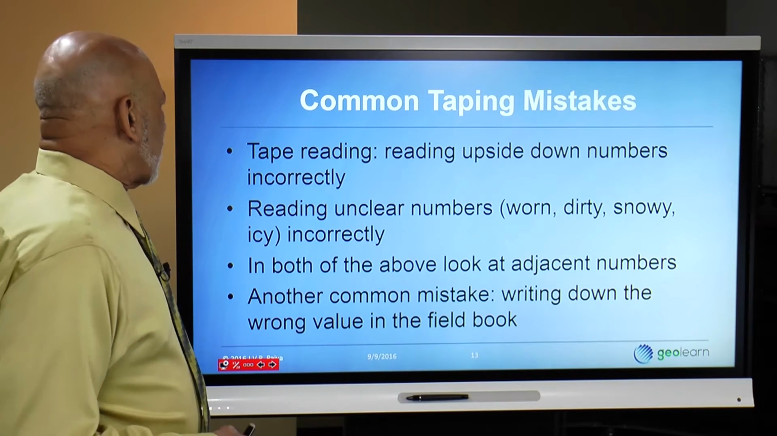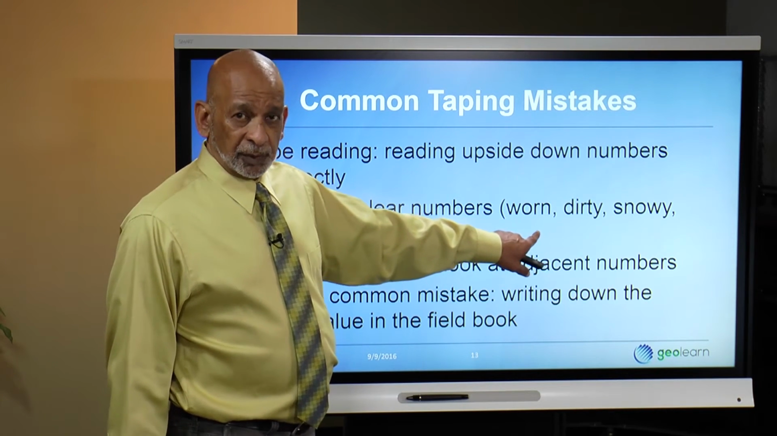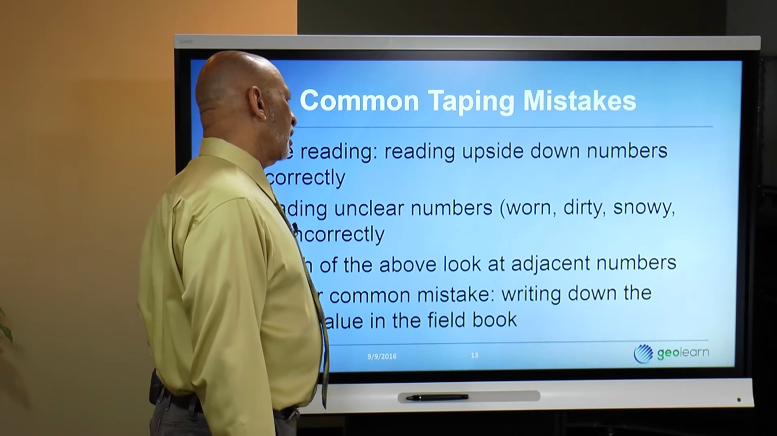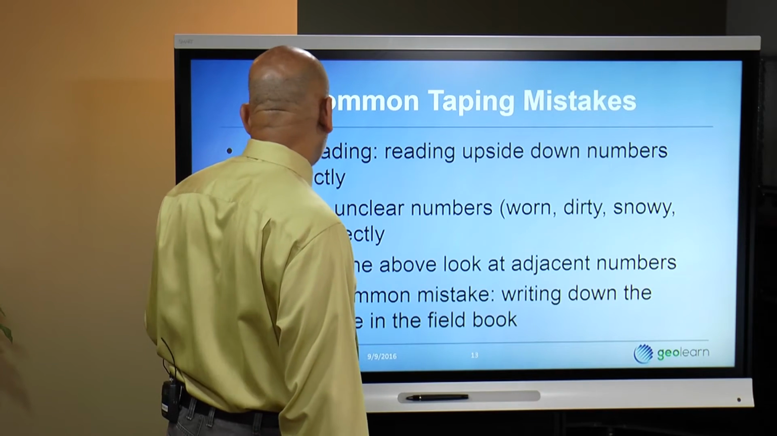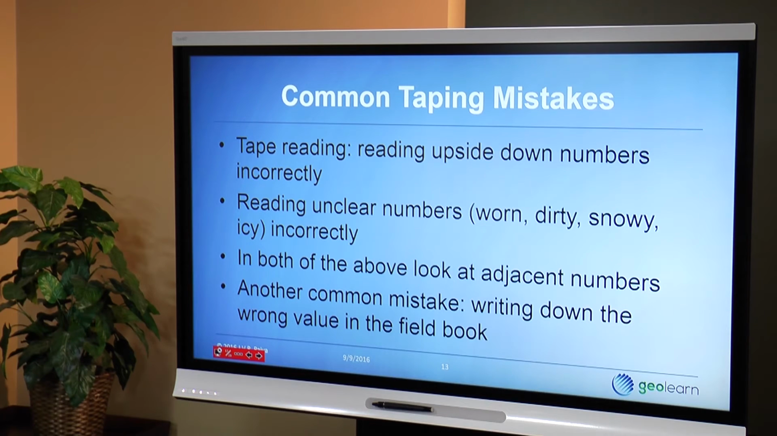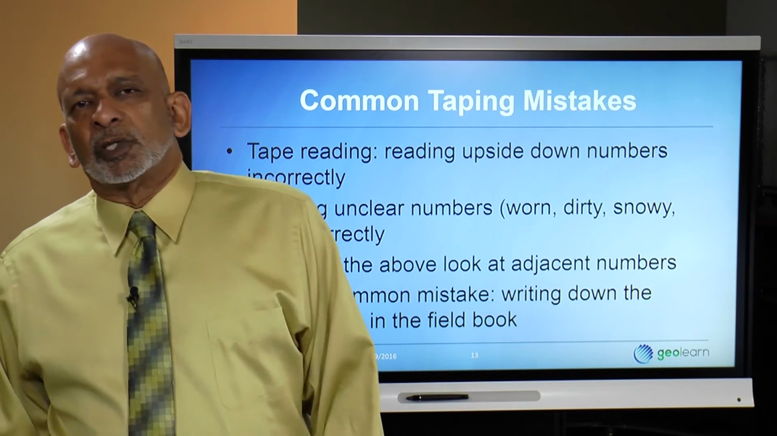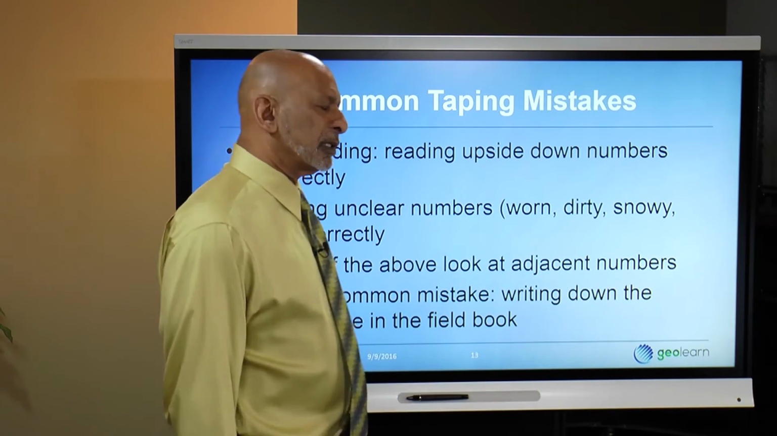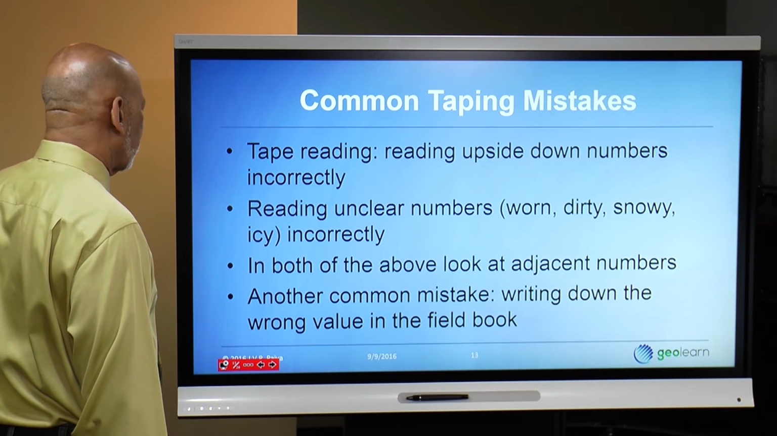And it's not just upside down. Sometimes the numbers are unclear. Sometimes the numbers are simply worn, or the tape could be dirty or you're working in muddy conditions or whatever conditions cause dirt to accumulate on the tape, or it could be snowy or icy and you get lazy, your fingers are freezing. Wind is blowing hard, it's easy to start taking shortcuts. So always look at the adjacent numbers to verify that what you are deciding is the value is the value.